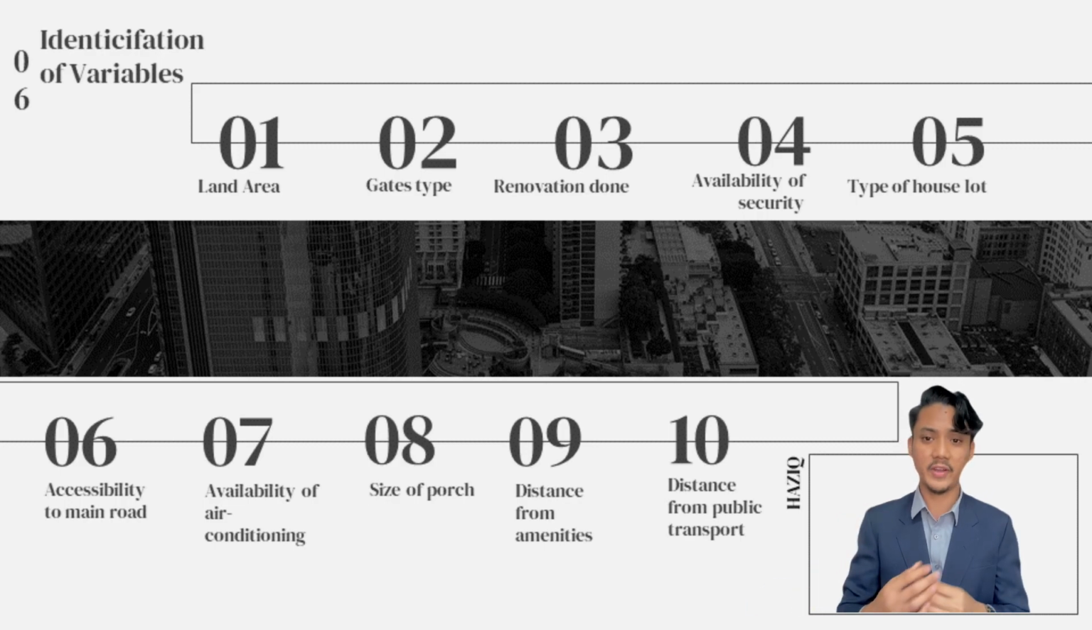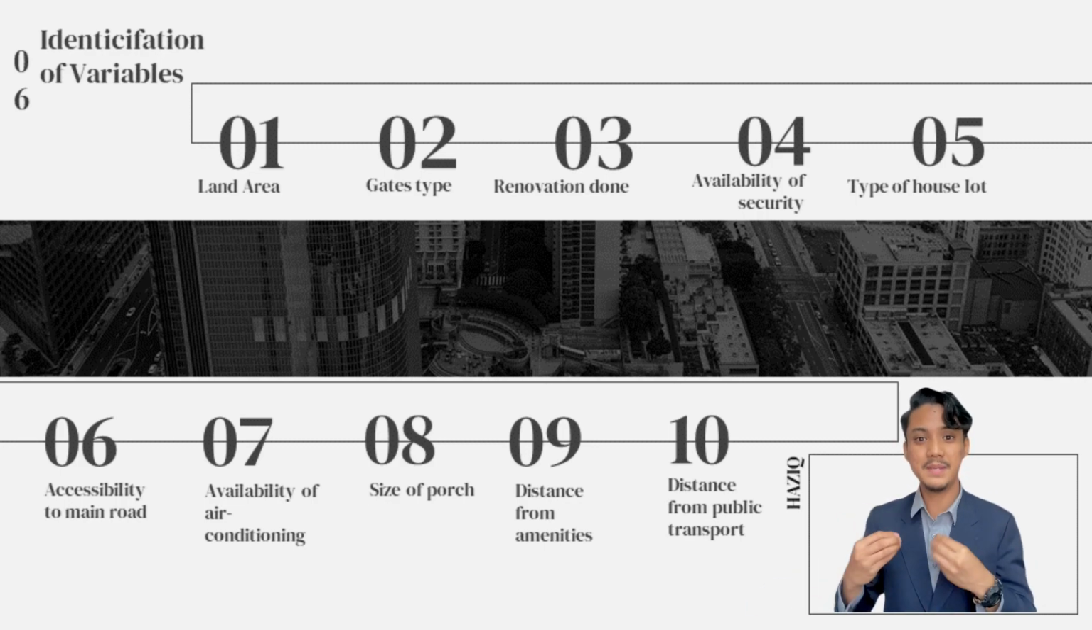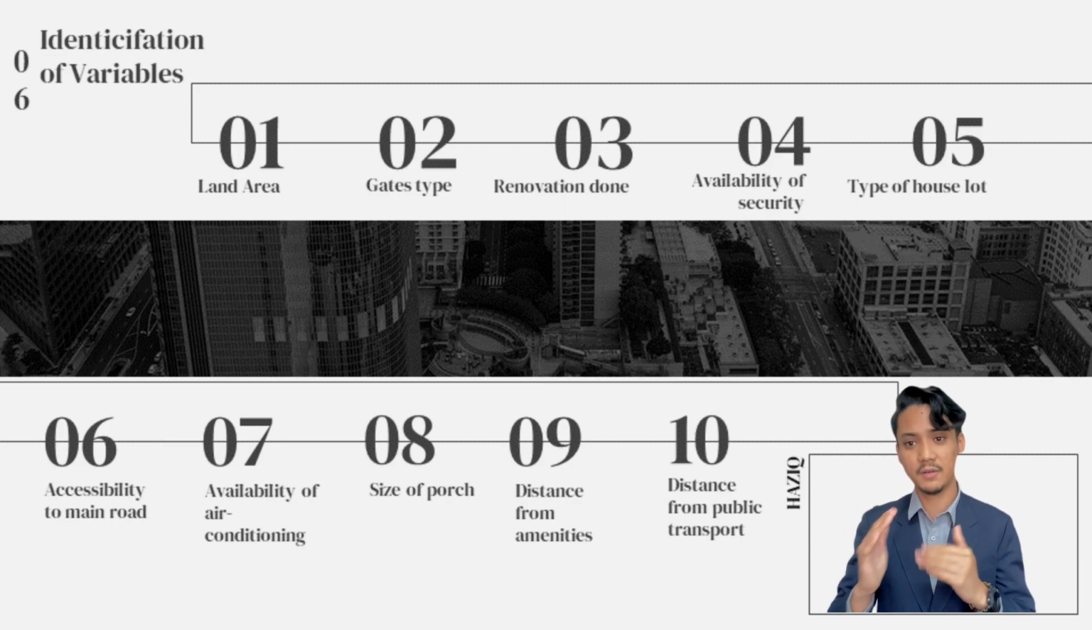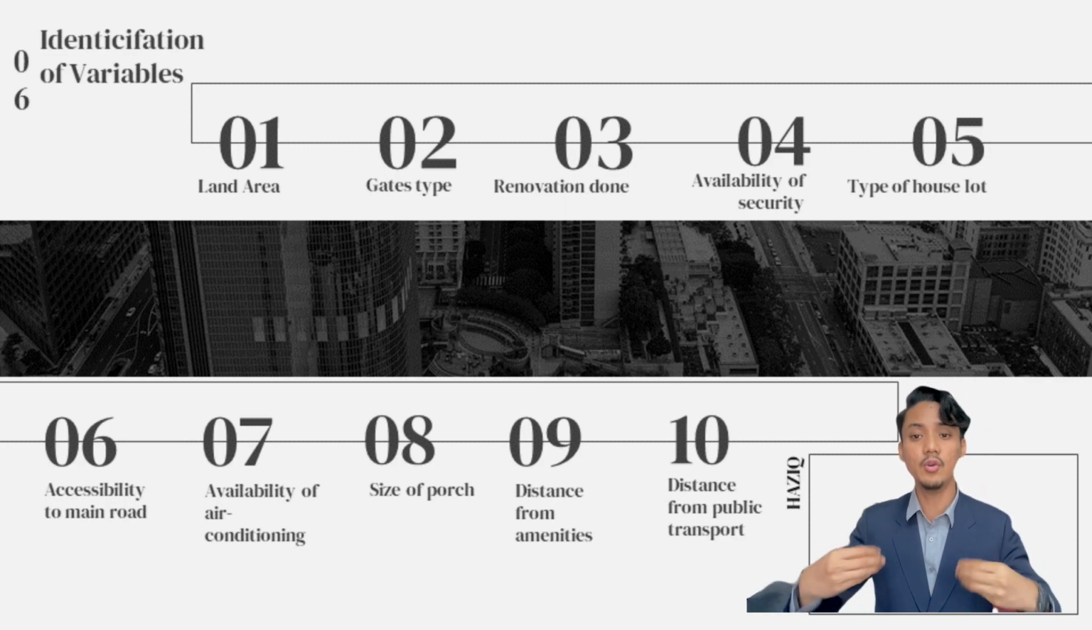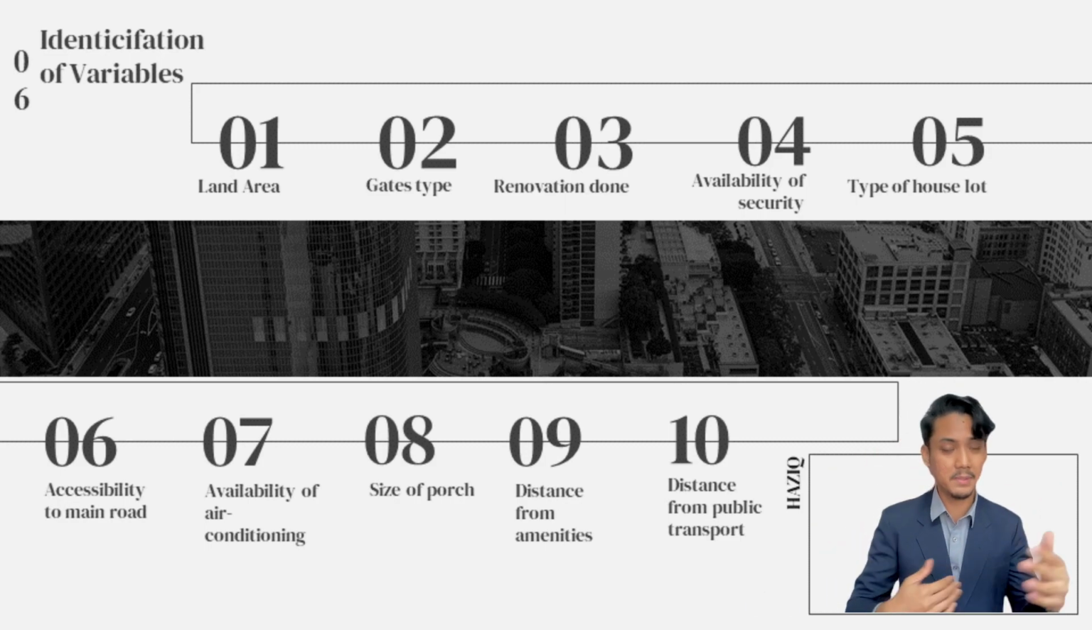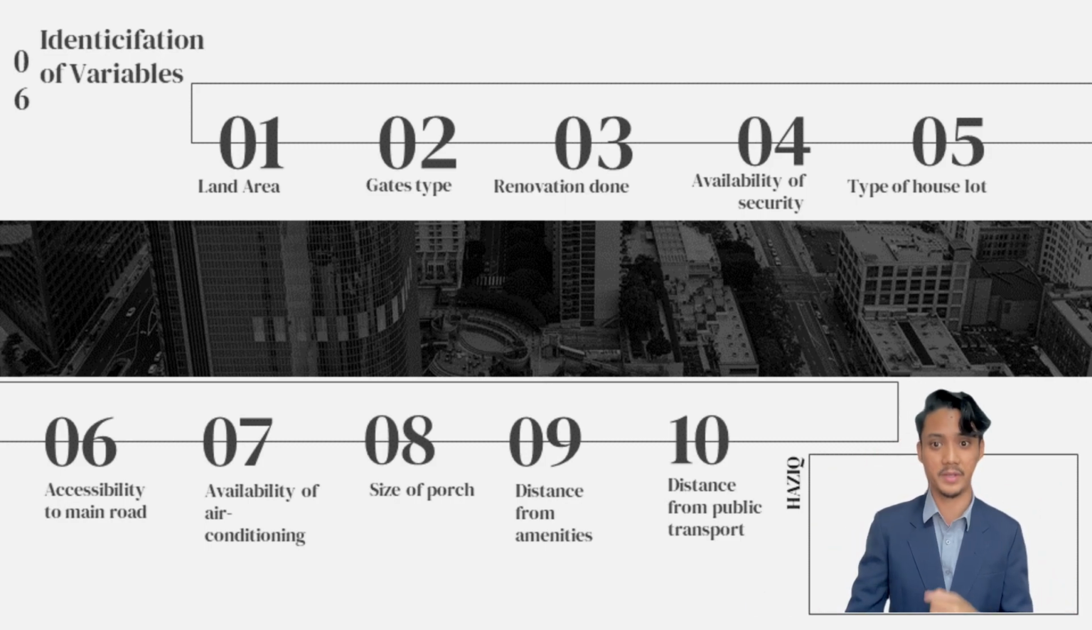The ninth IV is the distance from amenities. One of the highlighted factors is the neighborhood amenities. An attractive neighborhood must be near grocery stores, clinics, banks, malls, and others. Residents need the availability of services and amenities since it influences the market price of the house. The 10th IV is the distance from public transport such as a bus stop and KTM.